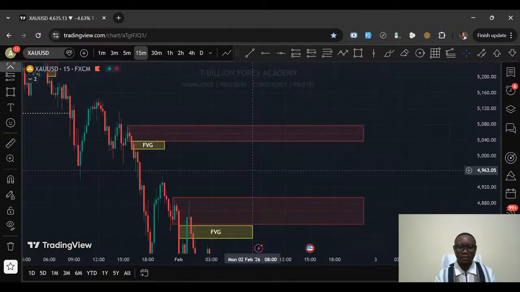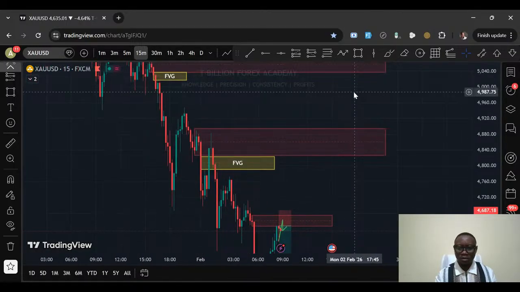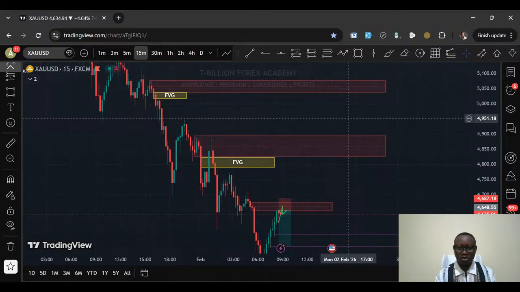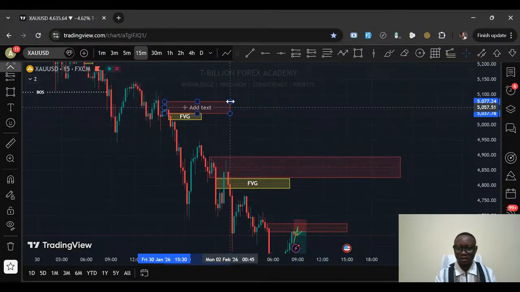All right. So this as well, let's minimize this. Still kind of far away from price.